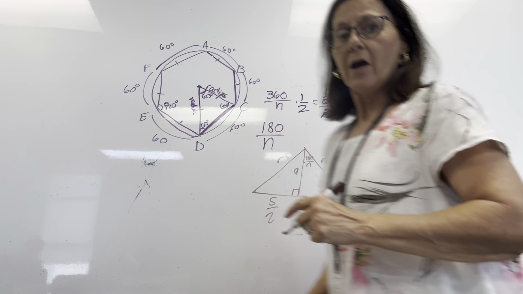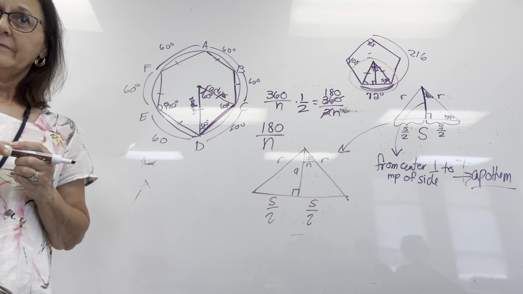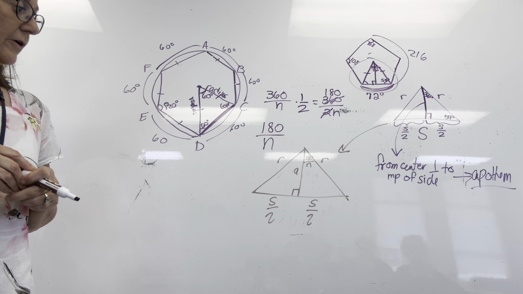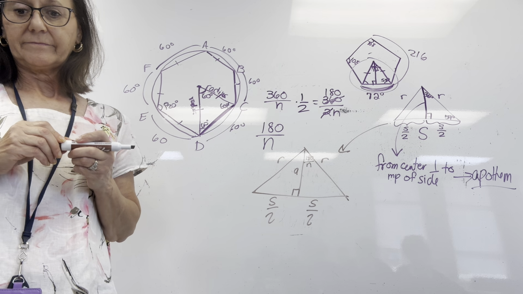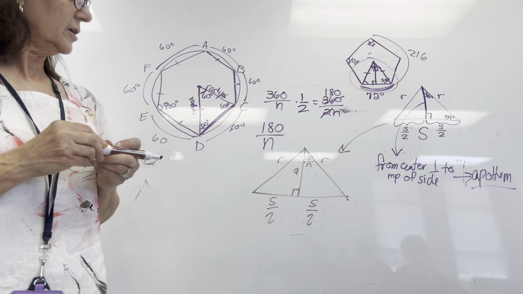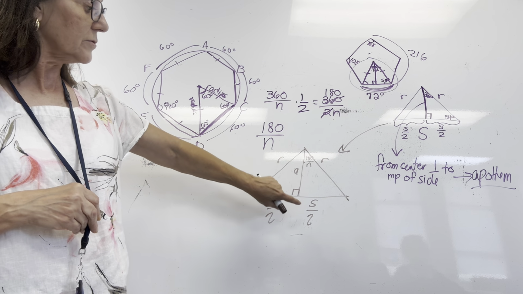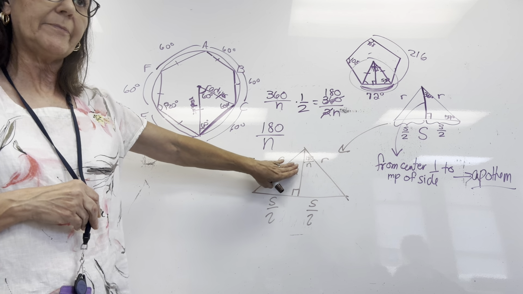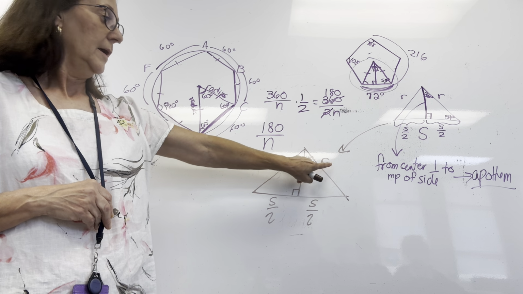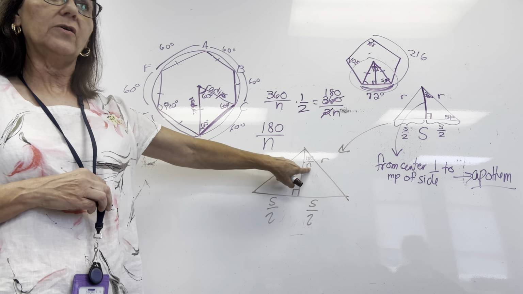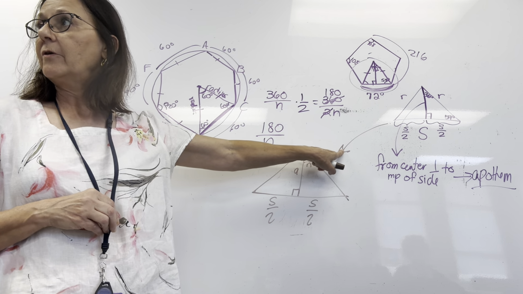Okay. So I could use trigonometry to solve for the radius. I don't want to use the apothem yet. I just want to use the side over 2 and the radius. So I'm not going to use the apothem. I'm just going to use the half of the side and the radius, because the sine of that angle equals opposite over hypotenuse. Remember?